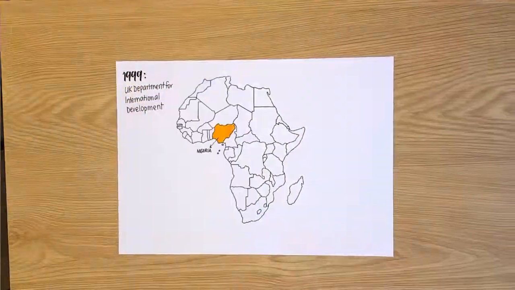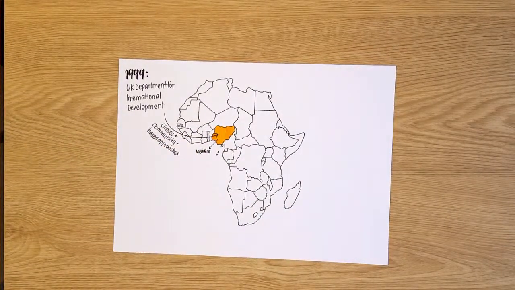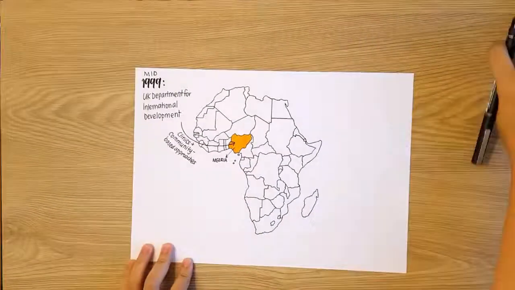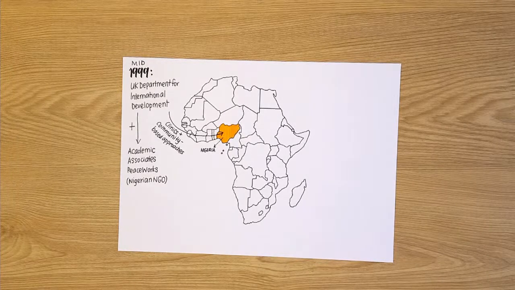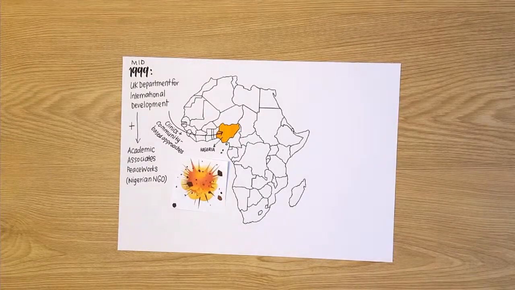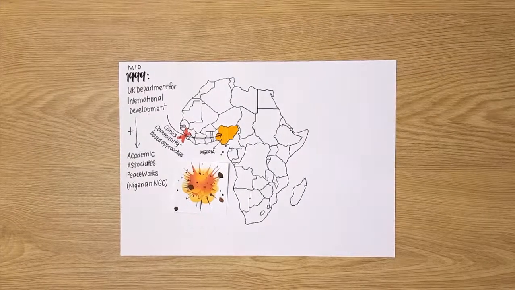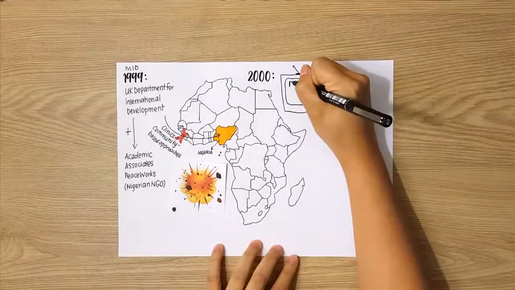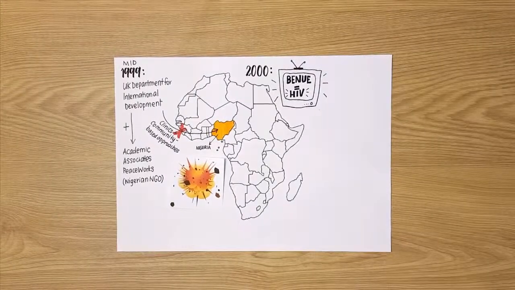From mid-1999, the UK Department for International Development had been working in Nigeria to control and manage HIV and STD via clinics and community-based approaches. Despite their efforts and the efforts of the Nigerian NGO Academic Associates Peaceworks, a large-scale community conflict jeopardized the efforts to control HIV spread. The conflict began in 2002, sparked by a television documentary pointing to Benue State as the epicenter of HIV in Nigeria.